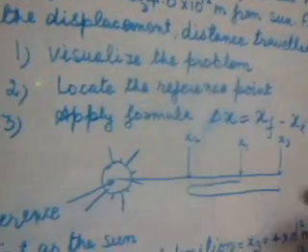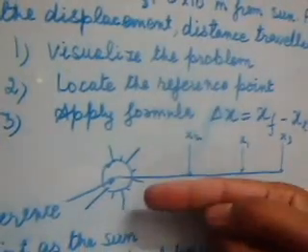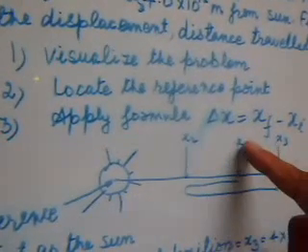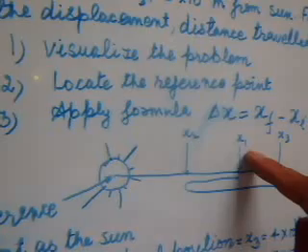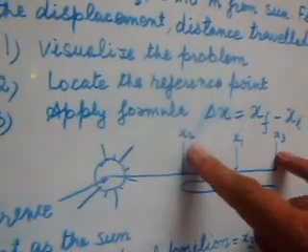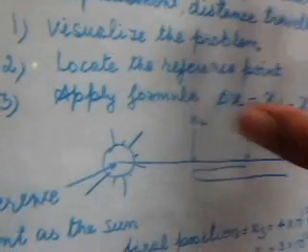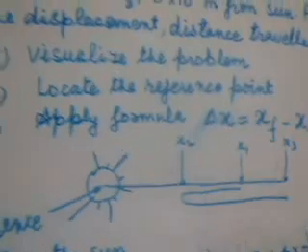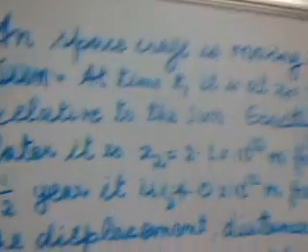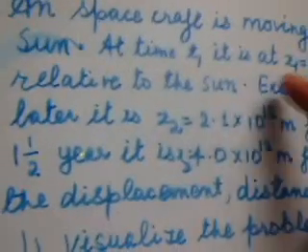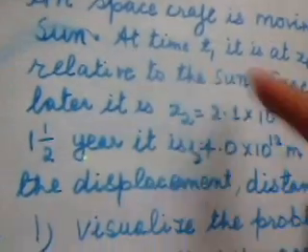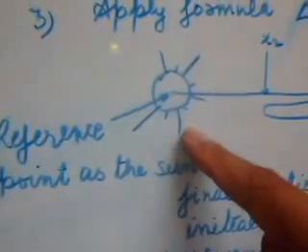Here we have to visualize the problem. The spacecraft is moving towards the sun. It is at x1 at the starting, then at x2, then at x3. The distances x1, x2, x3 are located as per the distances given in the problem. This is our visualization of the problem. Second, locate the reference point. As given in the problem, the various distances are related to the sun. So we take the sun as our reference point.